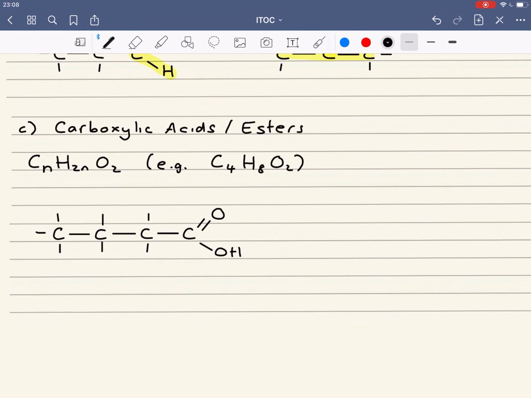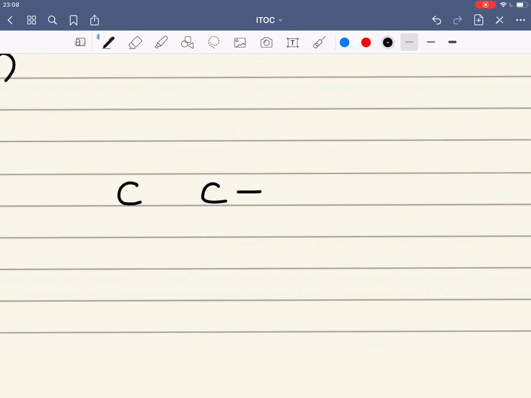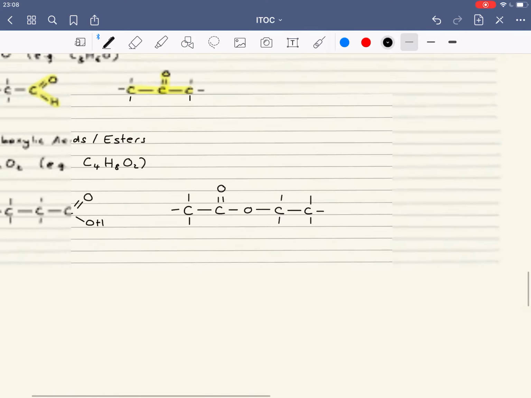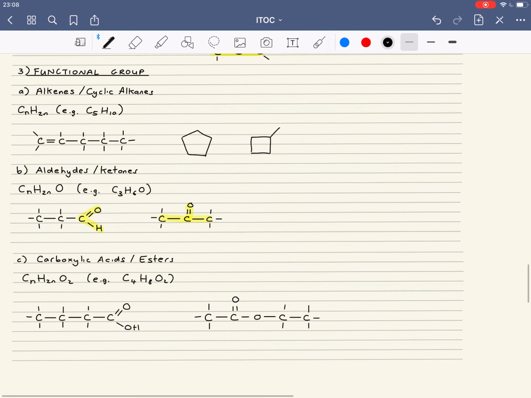But C4H8O2 could also be an ester. And again, there's more than one possible ester that we could draw. But again, we'll go for probably the simplest one. And this ester is ethyl ethanoate. So they are the most common functional group isomers you're likely to meet.